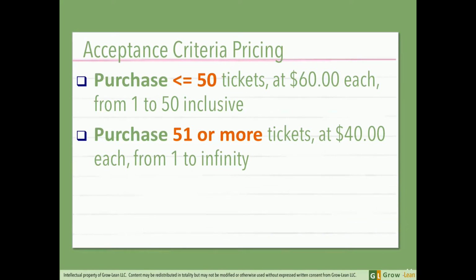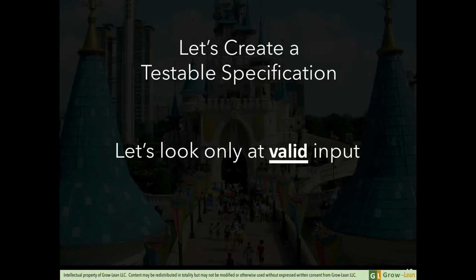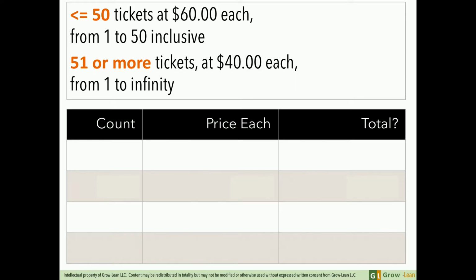Purchase less than or equal to 50 tickets, $60 each. 51 or more tickets, $40 each, from 1 to infinity. Any question about that? All right, 1 to 1,000. All right, let's create a testable spec, looking only at valid input.